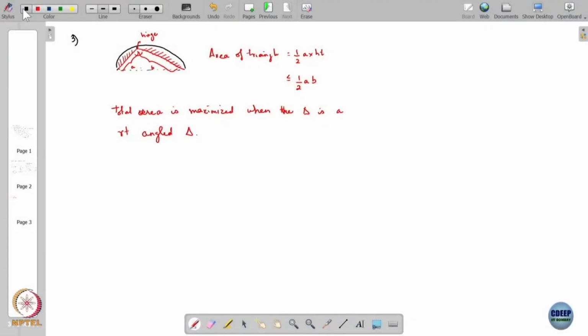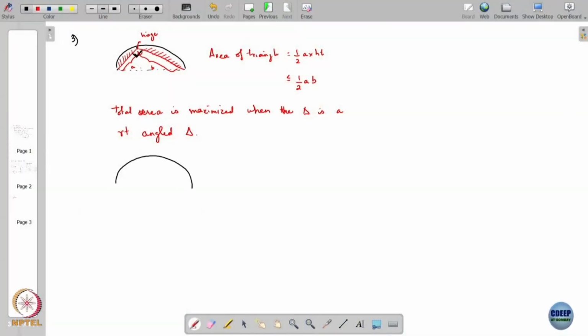So, now what we have concluded is that the shape of maximum area must have a right angle, must form a right angle here. But then I did this by choosing an arbitrary point on the circumference and imagining a hinge at that point. I can do this for every point, right? So what it means is that the shape should be such that all of these should be right angles.